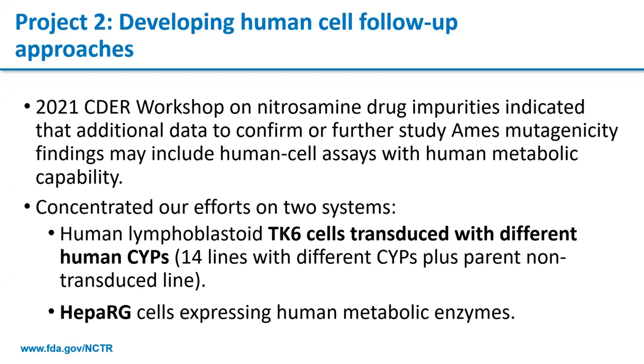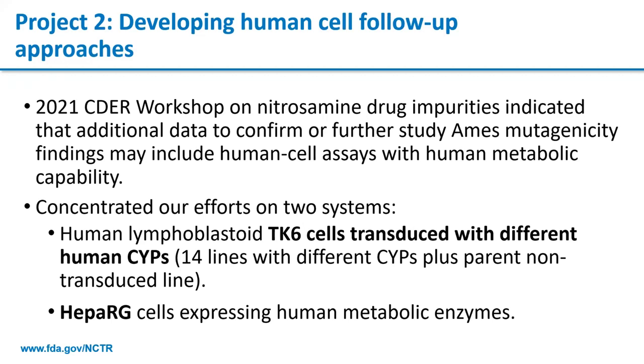So to move on to our in vitro mammalian cell studies, as indicated on this slide, the motivation to conduct these studies came from some comments made at a public workshop held by CDER about 2 years ago. The comments indicate that data from human cell systems using human metabolic activation paths would be useful for following up on Ames test data. We happen to be working with 2 such assays at NCTR that seem like they might have relevance.